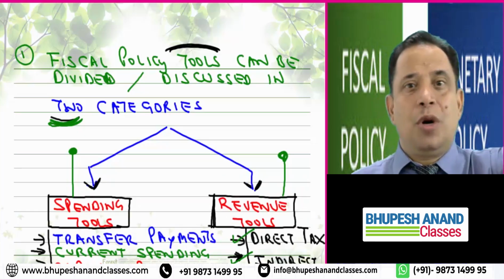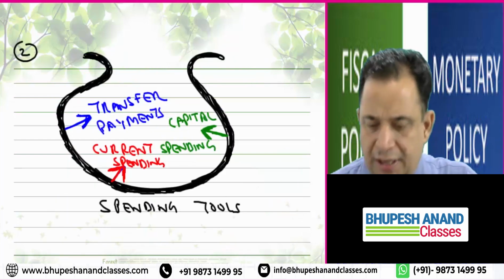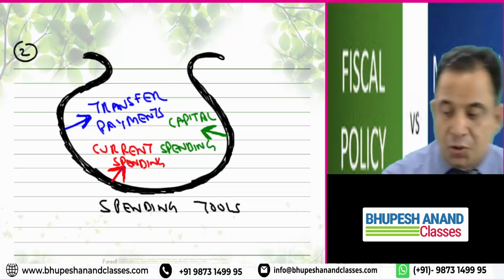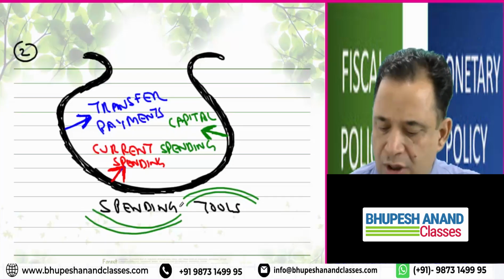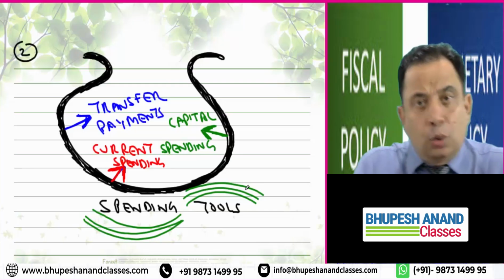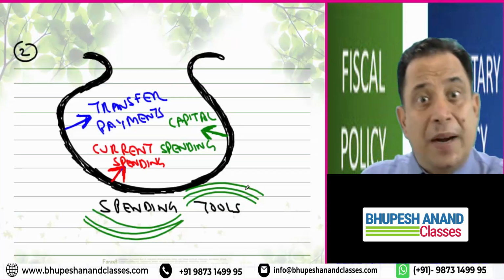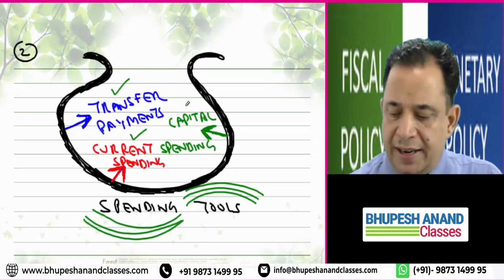This lecture is more important, so you have to give me 100%. Now the second point I am going to start with is spending tools. What are spending tools? We will be focusing on spending tools. When I say spending tools, what are the areas in which government spends, or what are the areas of government expenditure? I have just told you there are 3 points: transfer payments, current spending, capital spending.